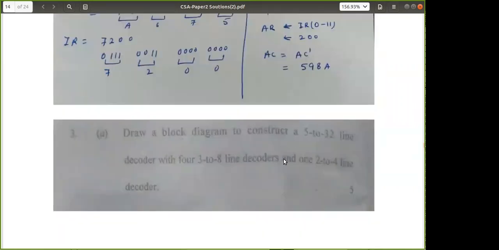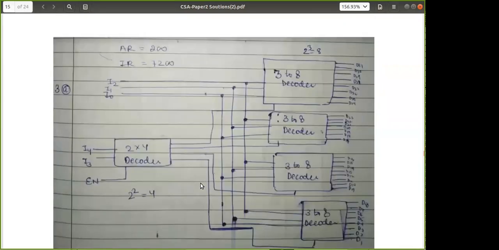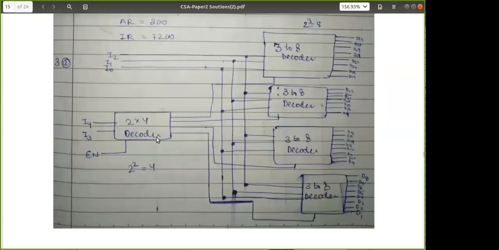Let's move to the next question. Draw a block diagram to construct a 5 to 32 line decoder with 3 to 8 line decoders and one 2 to 4 line decoder. So we have to create a 5 to 32 line decoder with four 3 to 8 line decoders and one 2 to 4 line decoder. That is a very easy question. Here we have one 2 to 4 decoder.